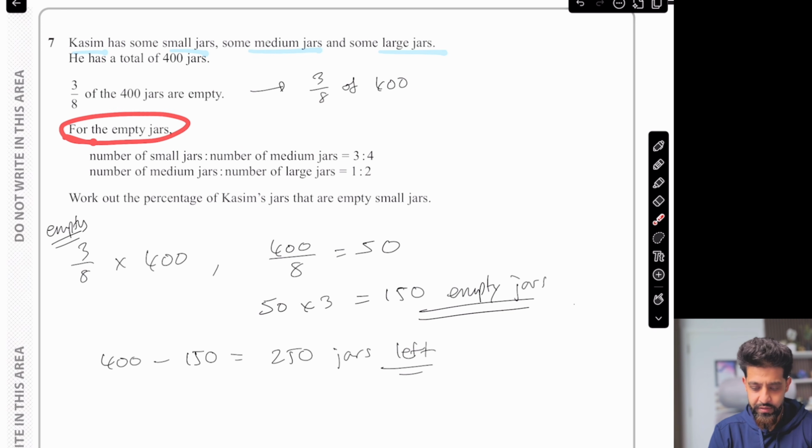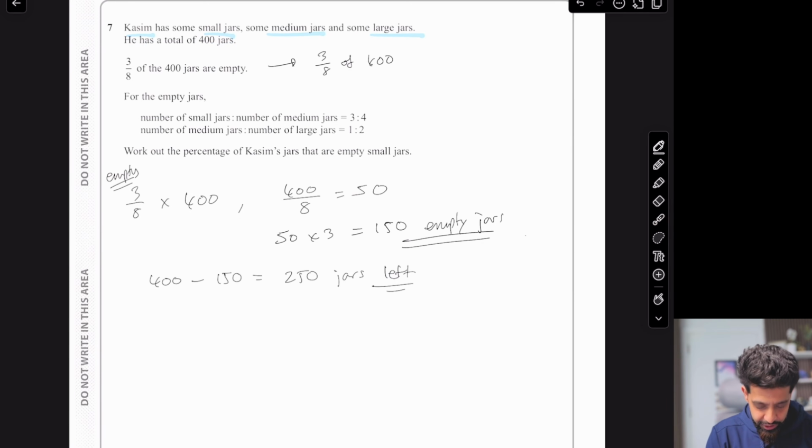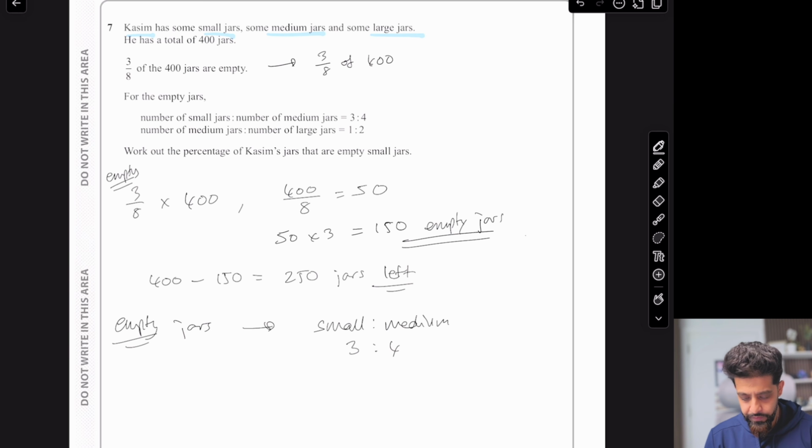For the empty jars, so for these 150 jars, the number of small jars to the number of medium jars is in the ratio 3:4. So for the empty jars, we need to split it up in the way of small and medium in the ratio of 3:4. How many empty jars were there? 150. We need to break it up into that ratio, but not yet because there's a bit more to this, medium to large. So we need to do another one.